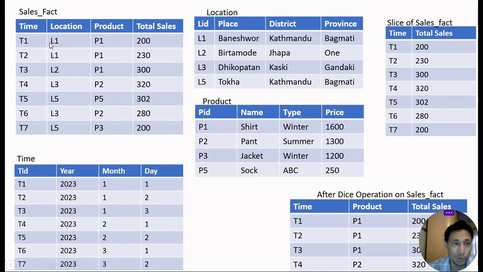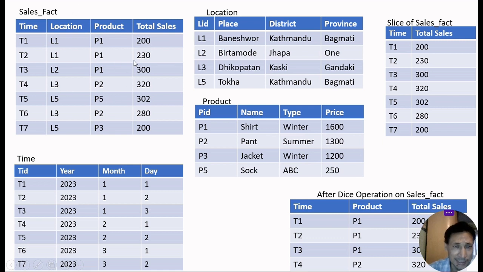So how many products are sold in a specific location in a specific time? This is the number or total sales of certain products. If P1 is the product, the first record says P1 is sold in 200 numbers in location 1 in time 1. Location 1 is Baneshwar, Kathmandu, and similarly time 1 is 2023, first month, first day. Similarly, product P1 is a shirt, used in winter, and its cost is 1600 rupees.